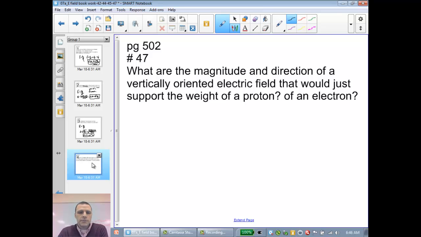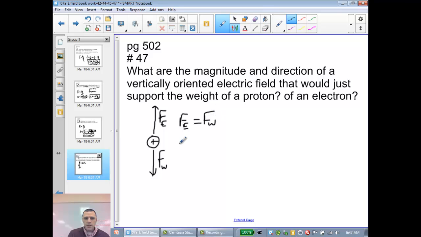Finally, number 47. What are the magnitude and direction of a vertically oriented electric field that would just support the weight of a proton, of an electron? To do number 47, the first thing we have to do is visualize. We'll start with the proton. You have its weight, and we want that to equal the electrostatic force. What we know with the proton is the electrostatic force has to equal the proton's weight.